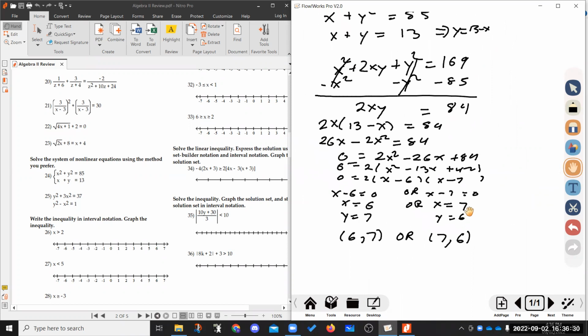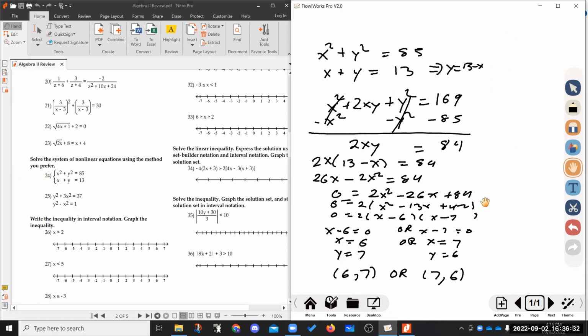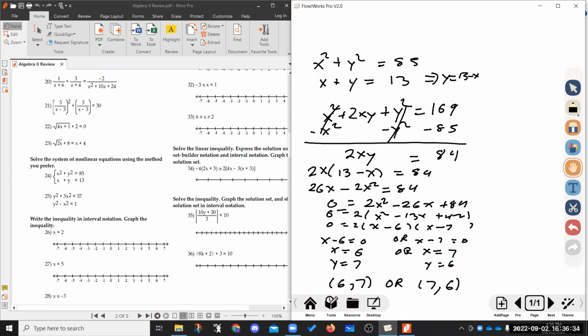So if I come back to the original, it should work if they're switching places, both squares there. 36 plus 49 is going to give me 85 for both of them, because they would just switch places to be 49 plus 36, which is also 85. And we know that 6 plus 7 adds together to be 13. So there we go.